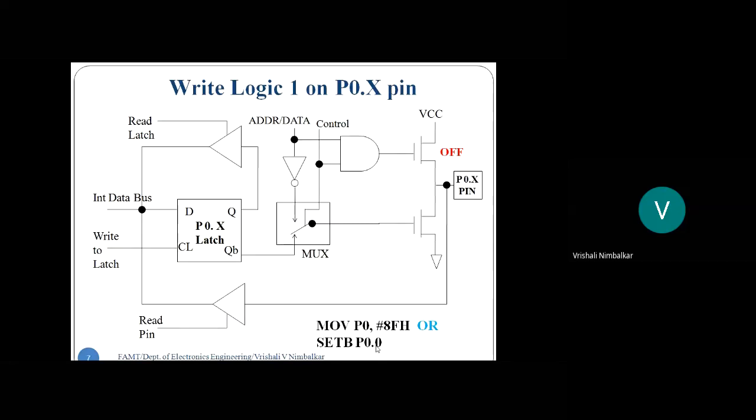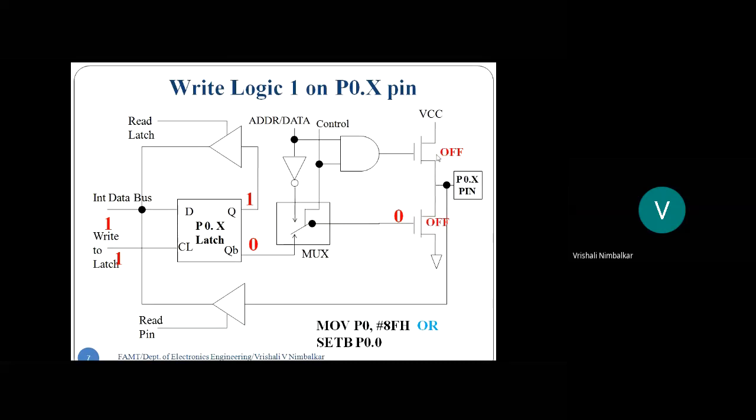And when the instruction is executed, logic 1 appears, placed by the microcontroller on the data bus. Then the microcontroller activates the write to latch control signal. This enables the latch and logic 1 gets transmitted. Q bar is its complement. Logic 0 is transmitted to the lower MOSFET, and this logic 0 turns the MOSFET off.